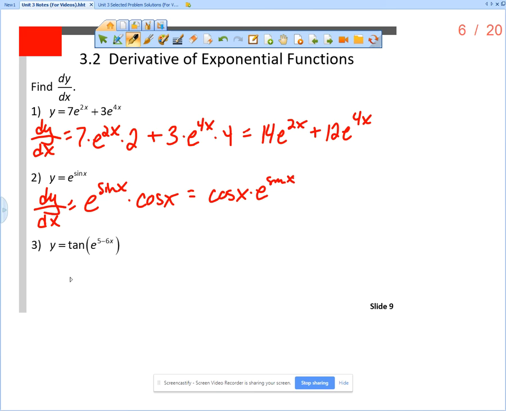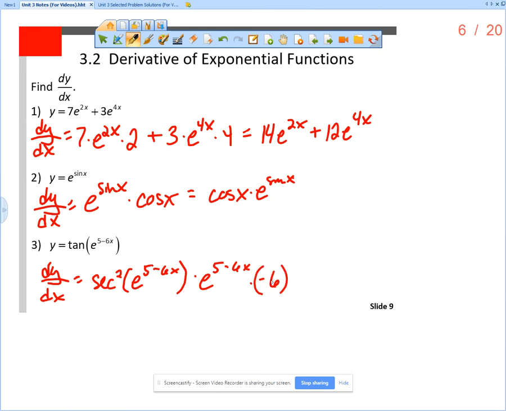And then the last one. We still have to be able to apply the chain rule and all of our old rules. So dy dx, the derivative of tangent of e to the 5 minus 6x. Remember, tangent is the outermost function, so we take the derivative of tangent, which is secant squared of, remember the inside stays the same, e to the 5 minus 6x, times the derivative of e to the 5 minus 6x. So what is that? Well, the derivative of that is e to the 5 minus 6x times the derivative of 5 minus 6x. The derivative of 5 is 0, and the derivative of minus 6x is minus 6.